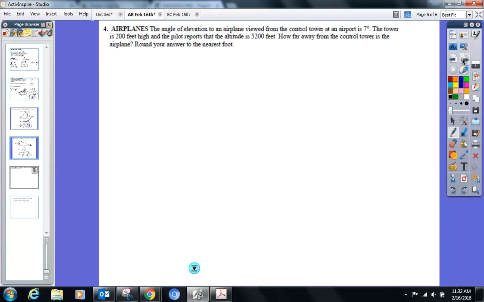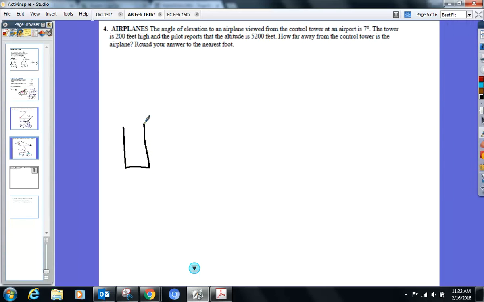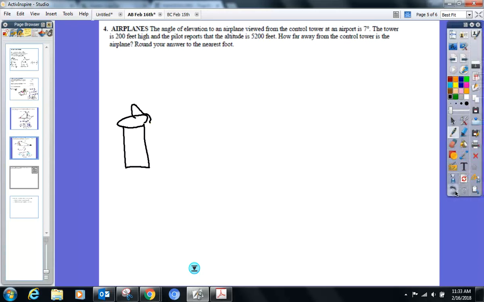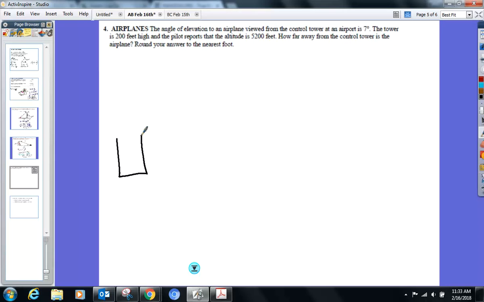I'm not embarrassed easily here. Angle of elevation to an airplane viewed from a control tower. Ever seen the control tower before? Yeah. Okay, control tower is 7 degrees. All right, so let's get a control tower up. That's beautiful. Nice. Okay. It looks like a sippy cup. Oh, I'll be around. Don't worry. I'm walking around in a second here to see yours.